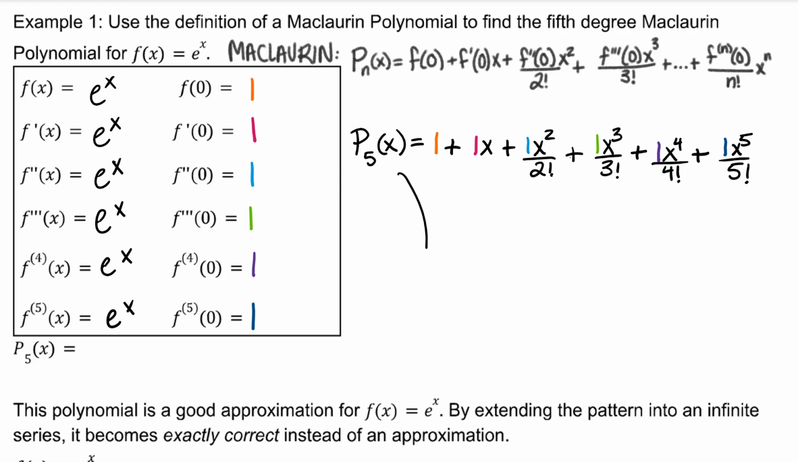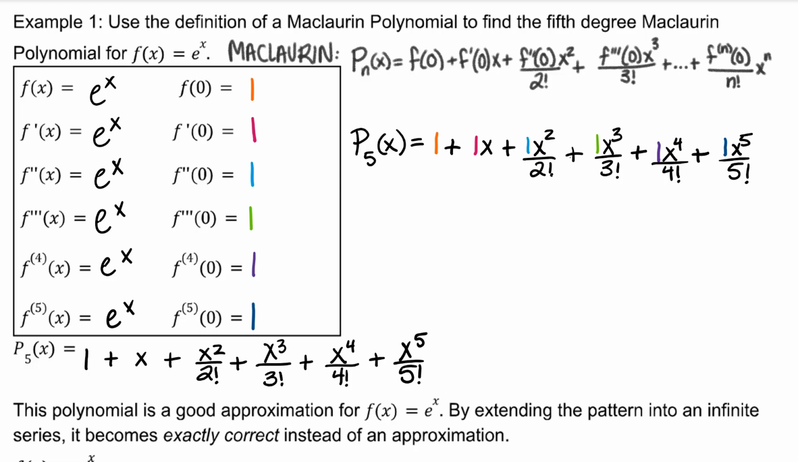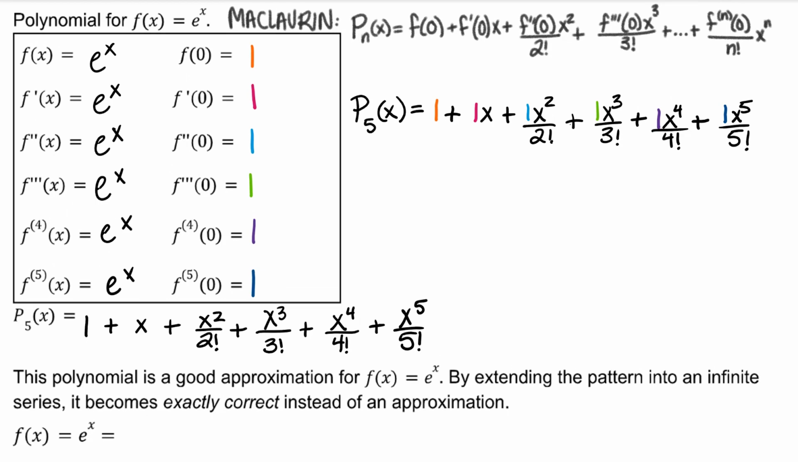It's already simplified, but if you wanted to rewrite it without all those ones, this polynomial is a good approximation for f of x equals e to the x. By extending the pattern into an infinite series, it becomes exactly correct instead of an approximation. So our series would look exactly like our polynomial, except we're going to show the nth term, and don't forget a plus dot dot dot.